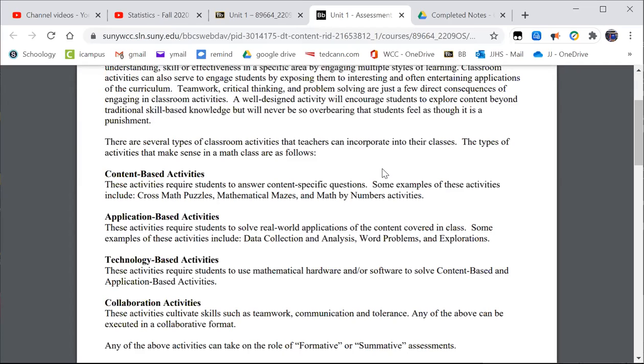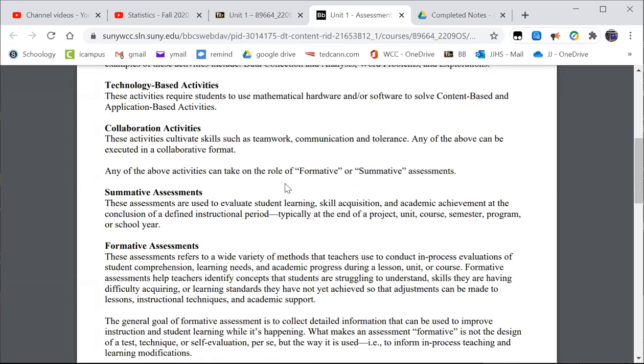Collaboration activities are a different story, because they involve teamwork, communication, and tolerance. Any of the above can be executed in collaborative format. So it's just a question of, do you want to allow content-based activities to be in collaborative format, or technology-based, or any of the other ones? The other aspect that you have to account for is whether you're looking at a formative or a summative assessment.